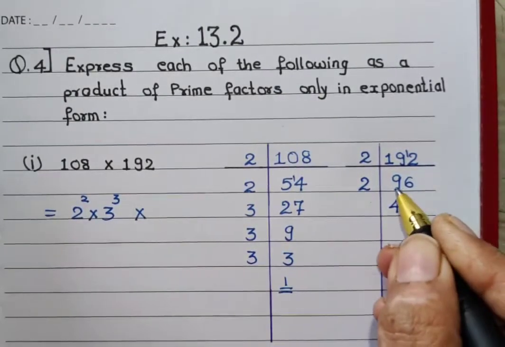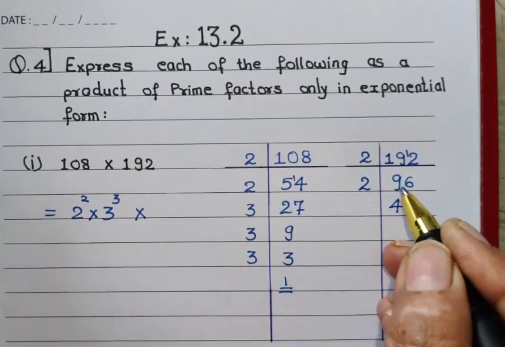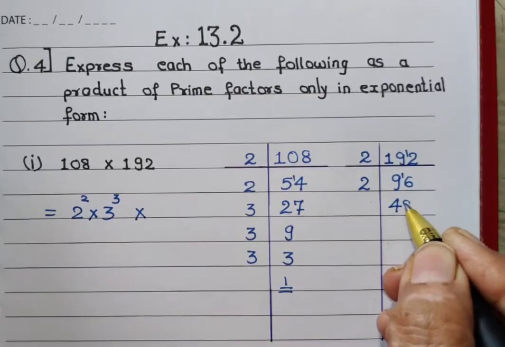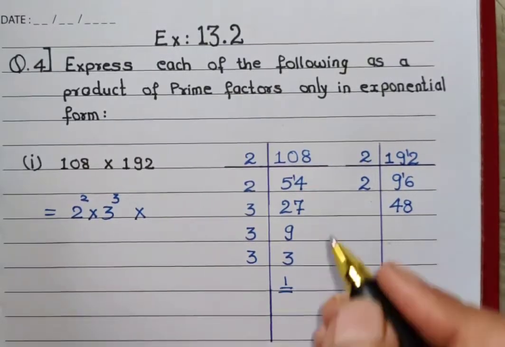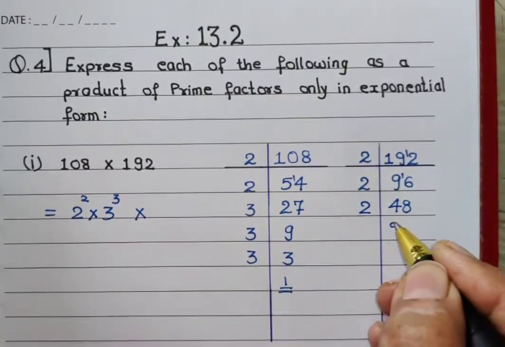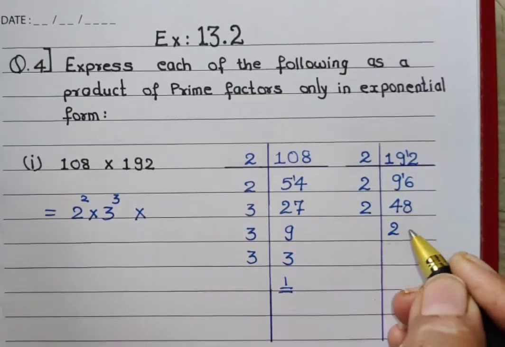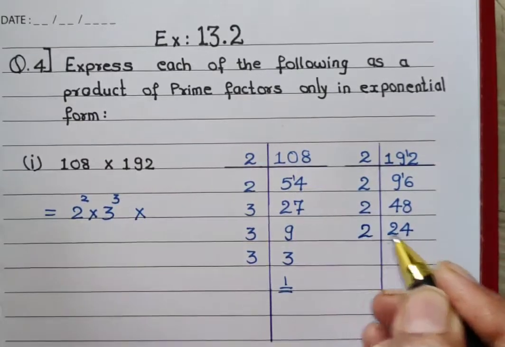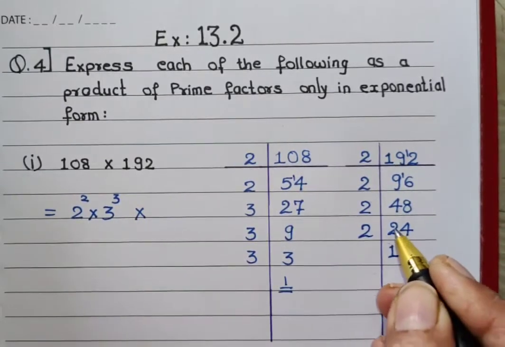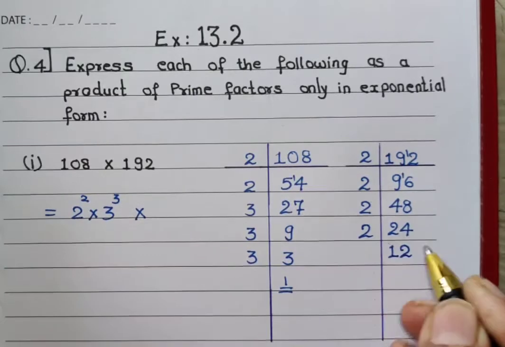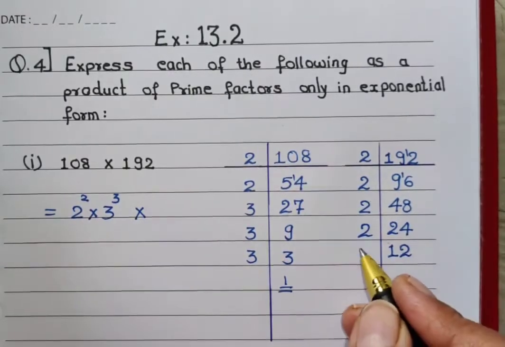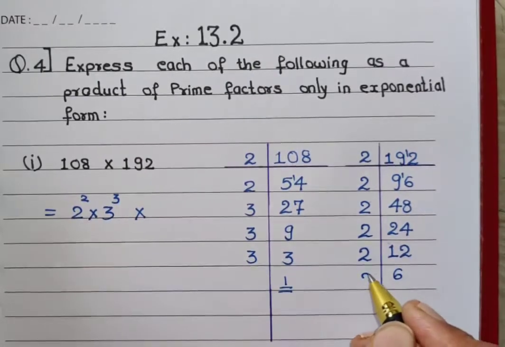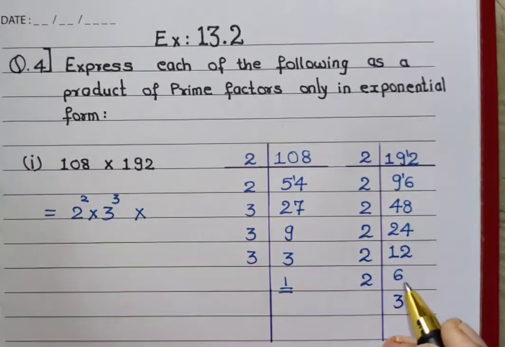2 4s are 8. From 9 took 8, so 1 left. 16. 2 8s are 16. 2 2s are 4. 2 4s are 8. 2 1s are 2. 2 2s are 4. 2 6s are 12. 2 3s are 6.